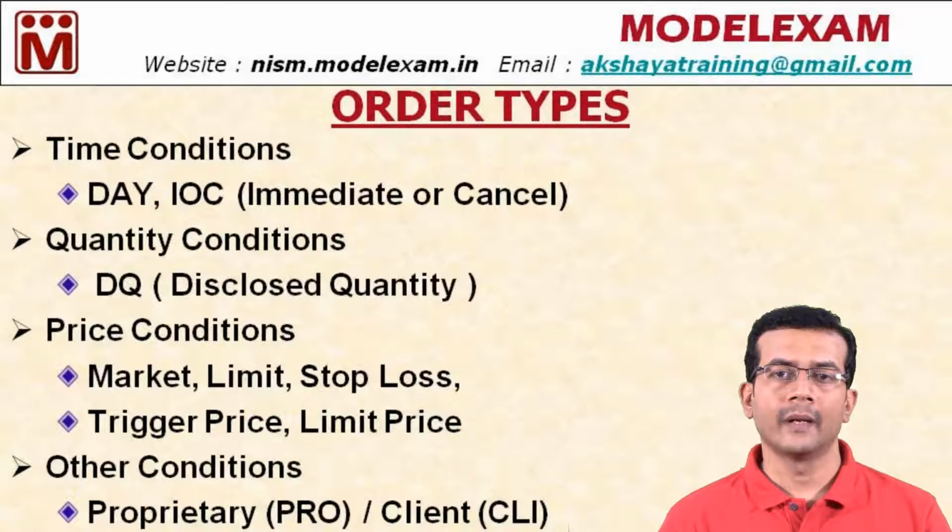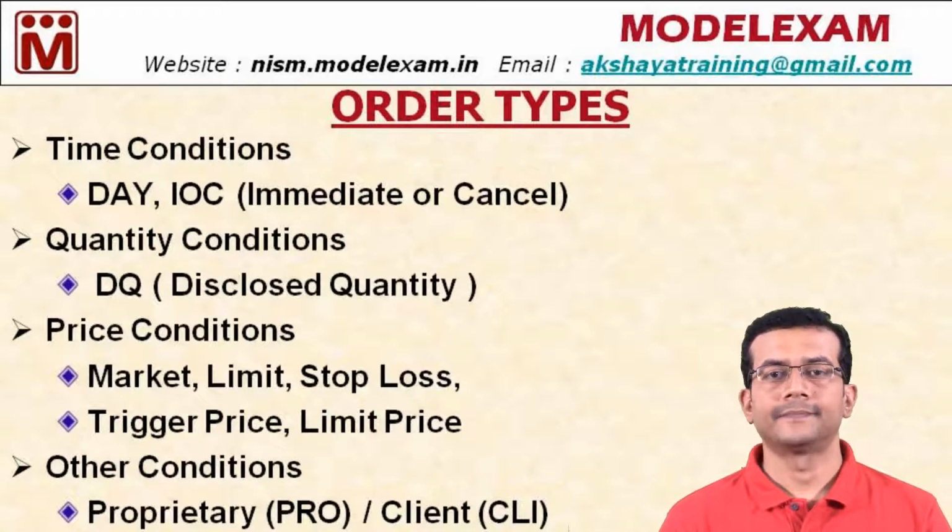In the DQ condition, he can mention only 10% of his order, that is 1 crore. 10% of 1 crore is 10 lakhs. So he will mention 10 lakhs in DQ. If he mentions 10 lakhs in DQ, the order will be seen as a 10 lakh shares order only. It will not be seen as a 1 crore quantity order. So a big order will be executed in batches. Whenever the other participants see it, it will be seen only as a 10 lakhs order and not as 1 crore. So DQ condition is used to conceal very big order quantities.